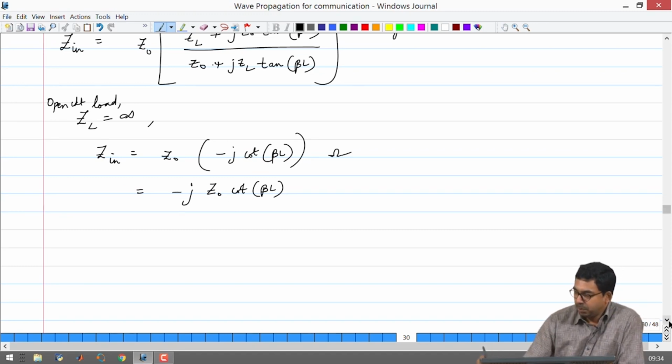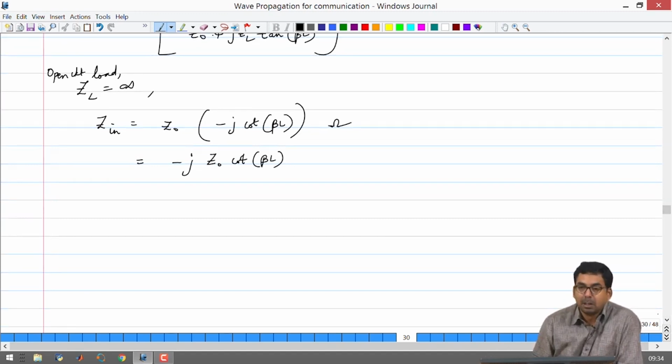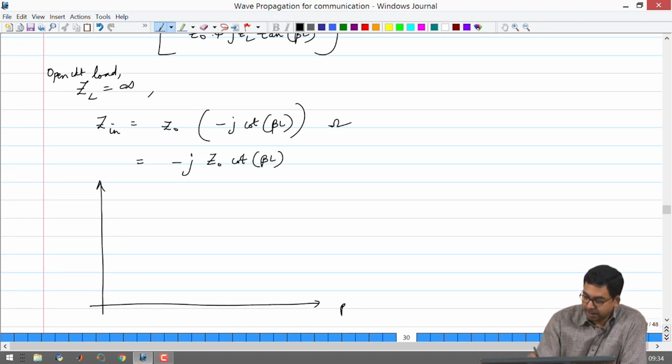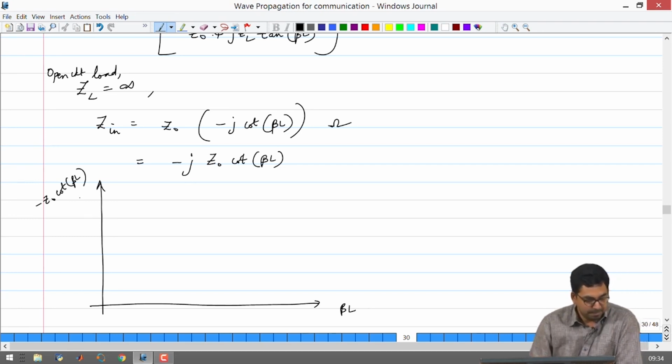One could simply draw a plot of what the cotangent would look like as you change the electrical length. You can draw an axis: the x axis can be beta L and the y axis can be minus Z naught cotangent of beta L. At beta L equal to 0, tangent is equal to 0, cotangent becomes infinity, and because we have a minus sign in front of it, we will have minus infinity.